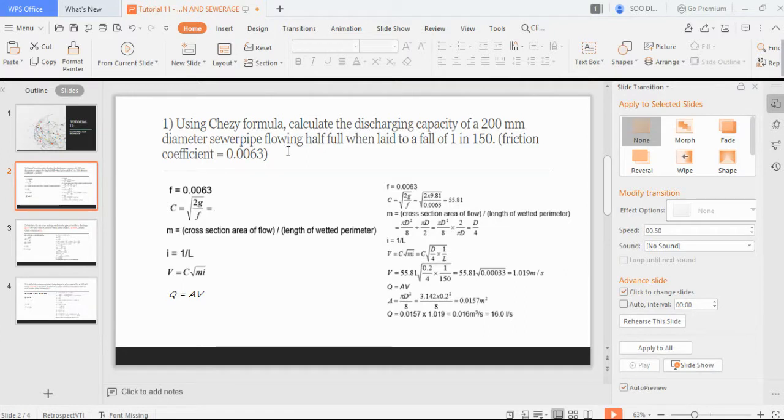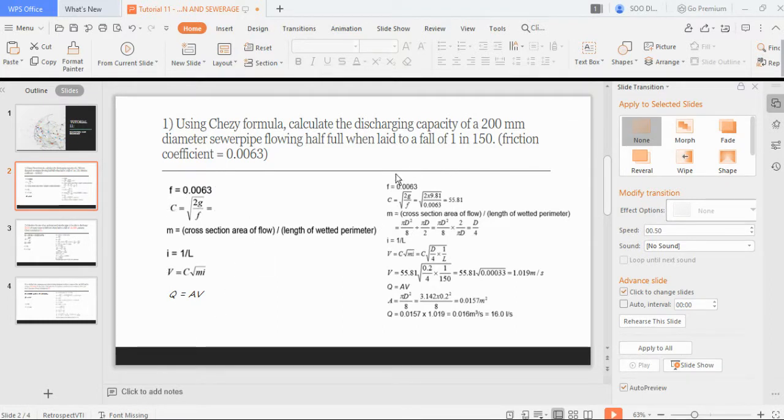You're given information of the pipe being 200 diameter and half full. So it's a half bore. The pipe is only being discharged at a half bore capacity and it's being laid at a fall of 1 to 150. You're also given the friction coefficient is 0.0063. So given your F, this is all the formula you will need to solve this question.